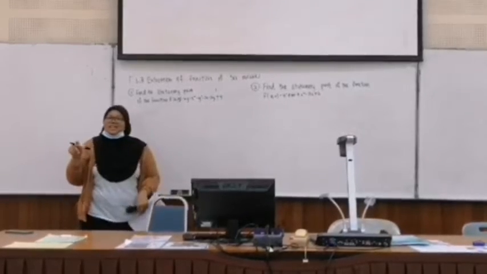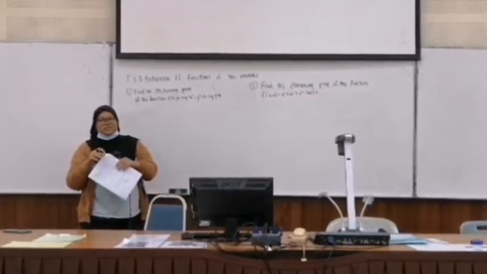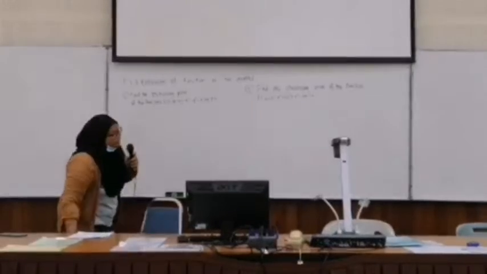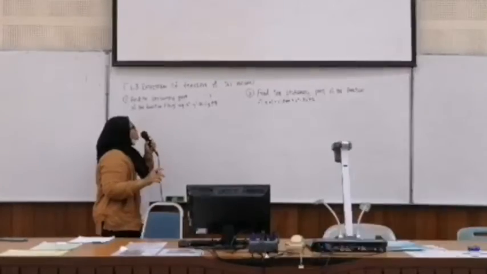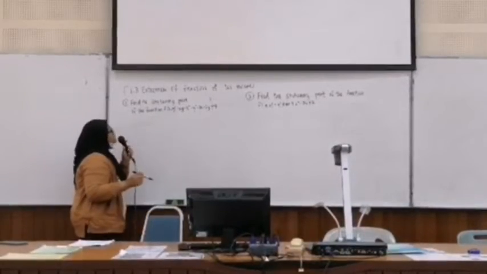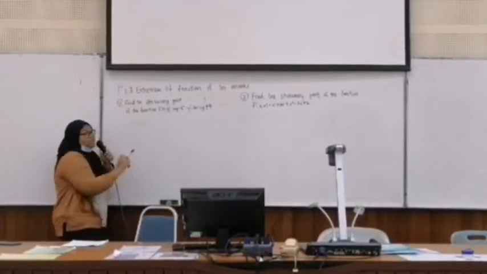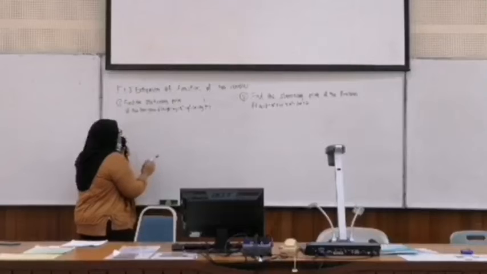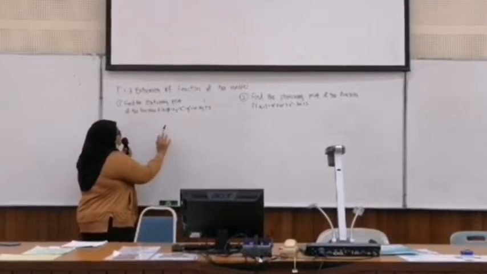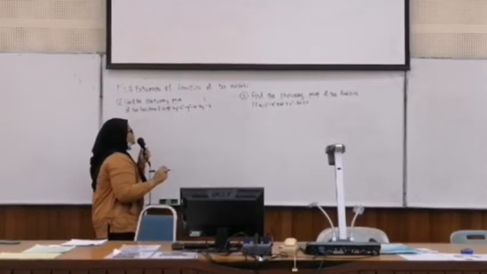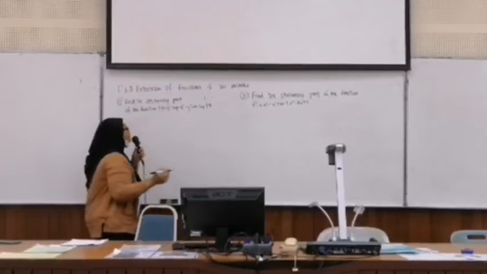We will start next. We will discuss the tutorial. Okay, so we will discuss tutorial 1.3. So the first question is: find the stationary point of the function f(x,y) = xy - x^2 - y^2 - 2x - 2y + 4.